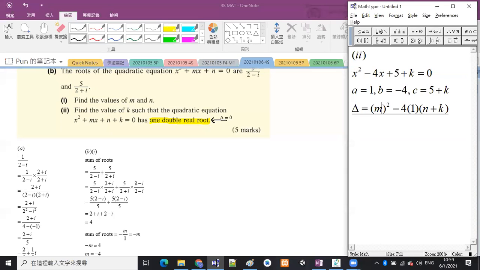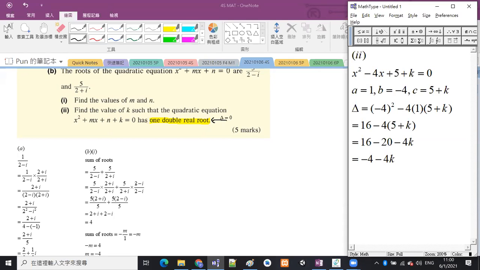So it should be negative 4 bracket squared, minus 4ac. Then it should be 16 minus 4 times 5 plus k. That is 16 minus 20 minus 4k, which is negative 4 minus 4k. So this is our delta.